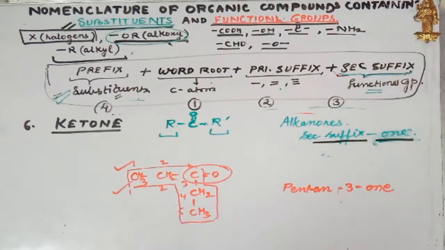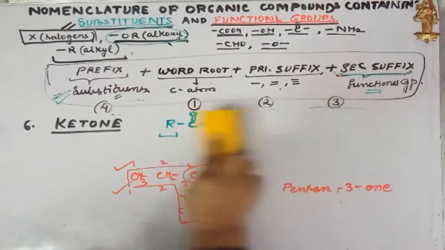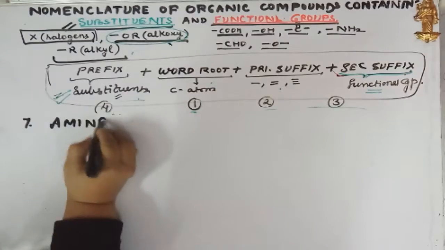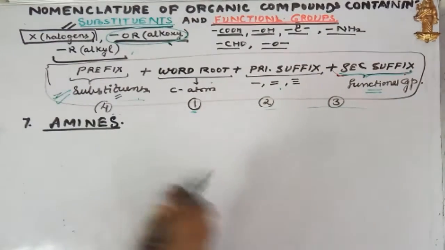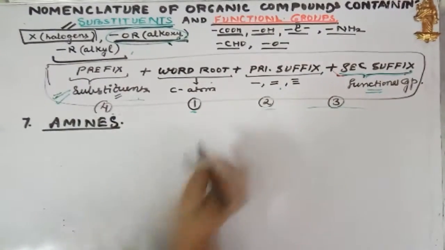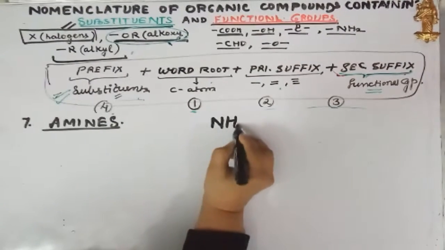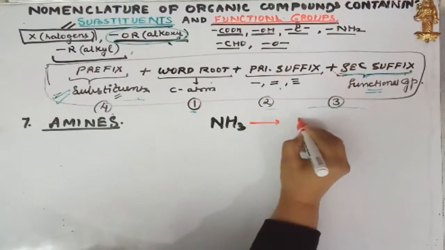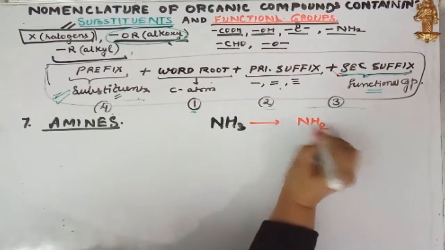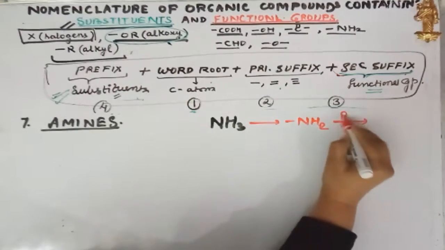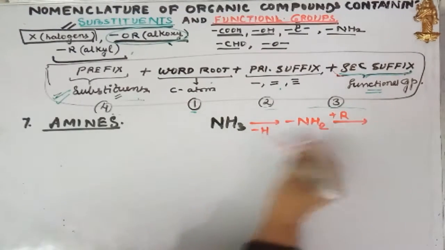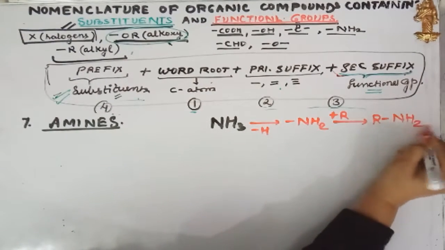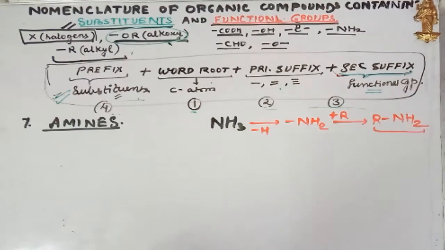So let us take one more kind of functional group, and that is amines. Basically, amines are taken as a derivative of ammonia. If I consider ammonia, what is ammonia? It is NH3. If I remove one H from the ammonia, what will be left? NH2. If I add an R group to it, what will be there? RNH2. So this is called an amine.